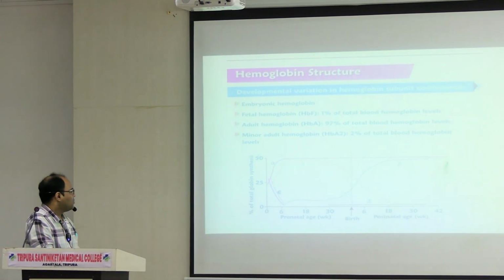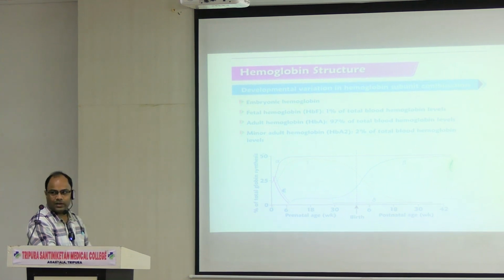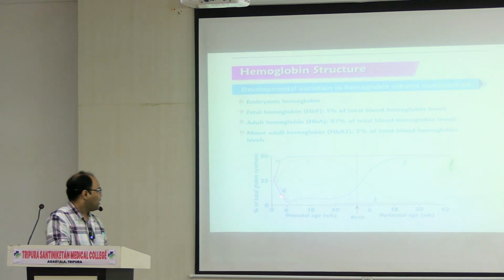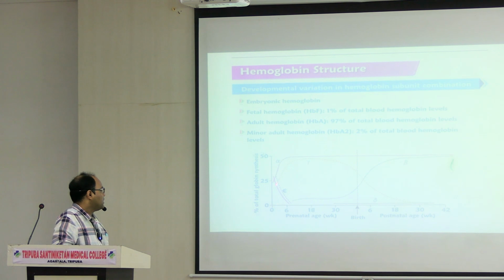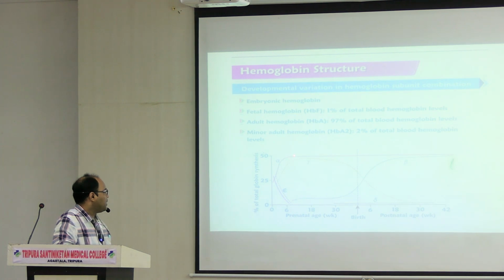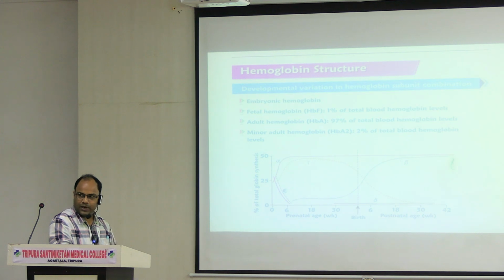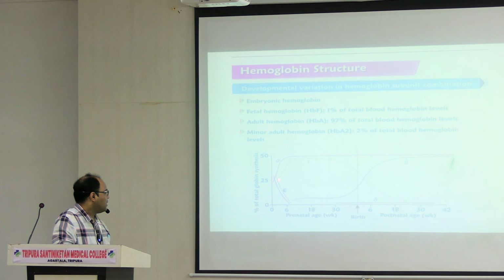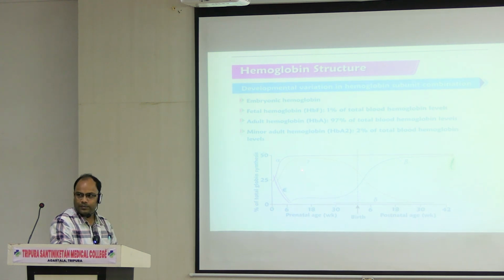So this is a graphical representation of alpha chain development. After a few weeks, say 15 days, the alpha chain starts to develop and achieves almost 50% value after 6 weeks, and throughout life it is maintained. Understand? And after a few weeks, the gamma chain develops and achieves near about 50% value after 18 weeks.